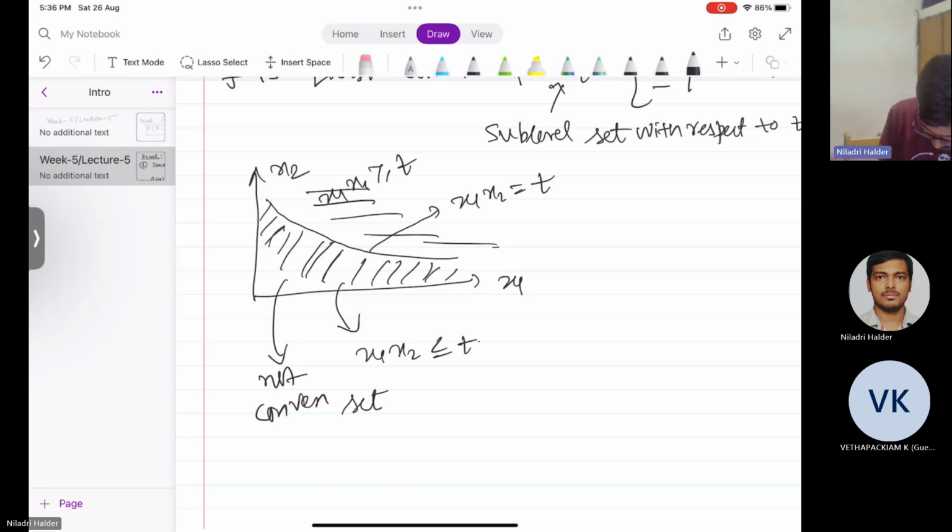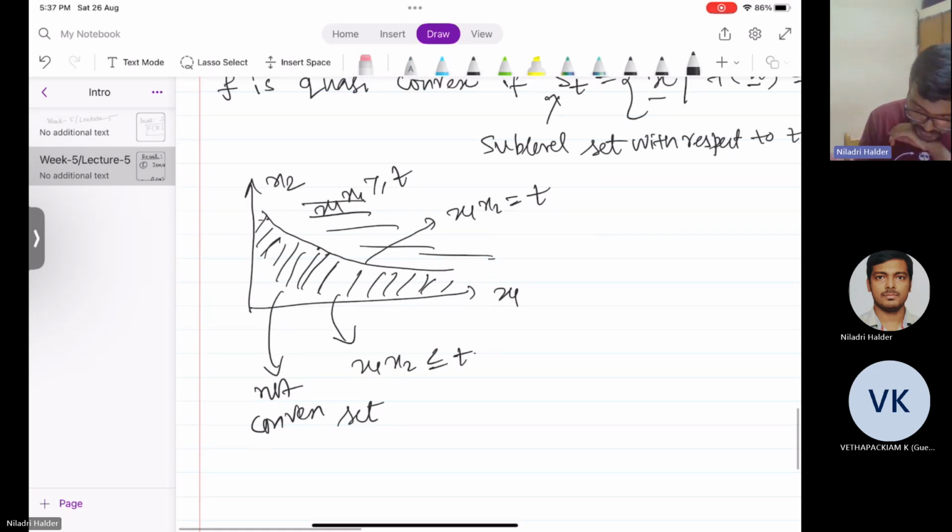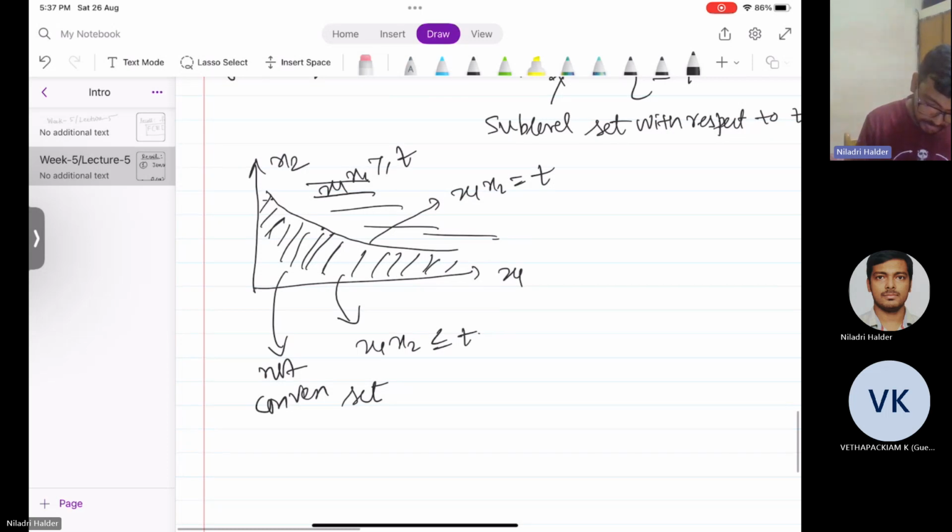If you join this point and this point, this line is going beyond this set. So that's why it is a non-convex set. But here, if you join any two points, the line will fall within this set only. So this is a convex set.